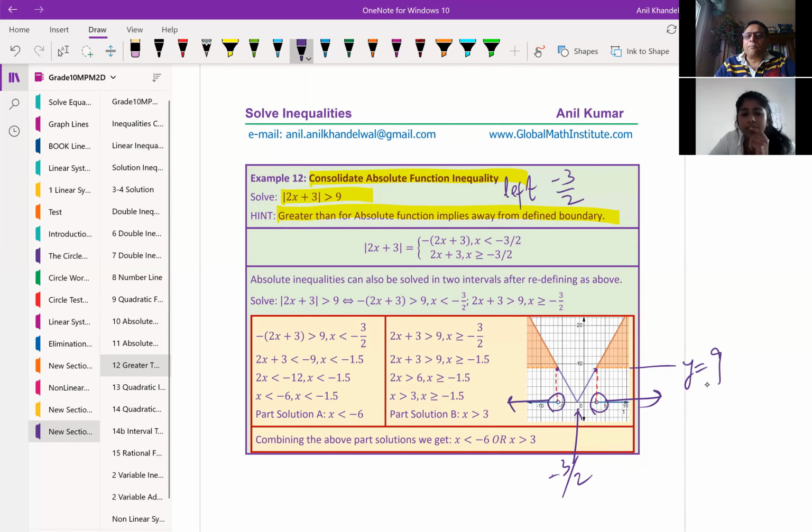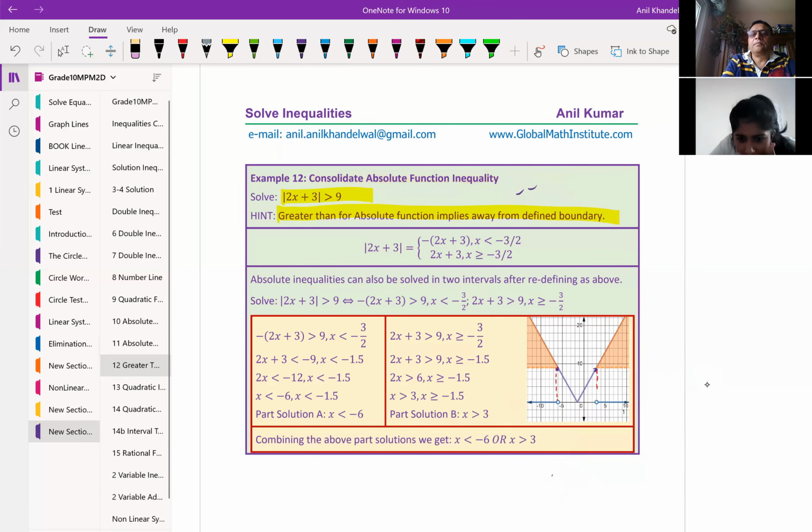Wait, how did we get those 2x values? Which, these two? The ones you circled. Okay, let's go again. What does it say? Yeah, it's too small. So first part is, we have a function which is 2x plus 3, correct?